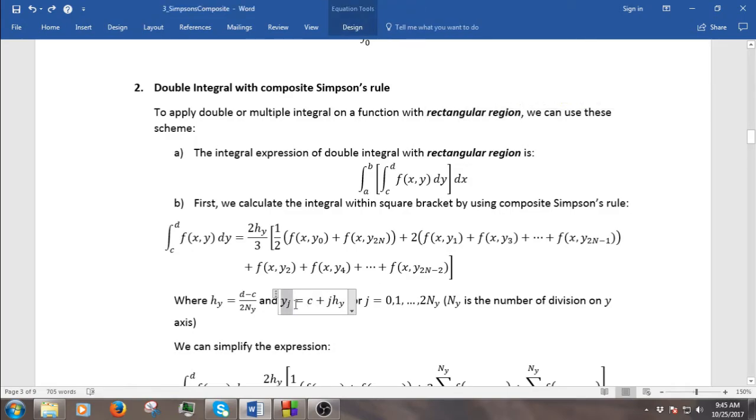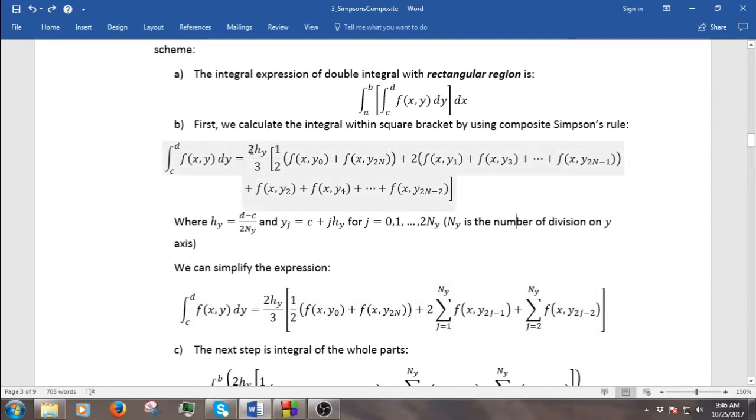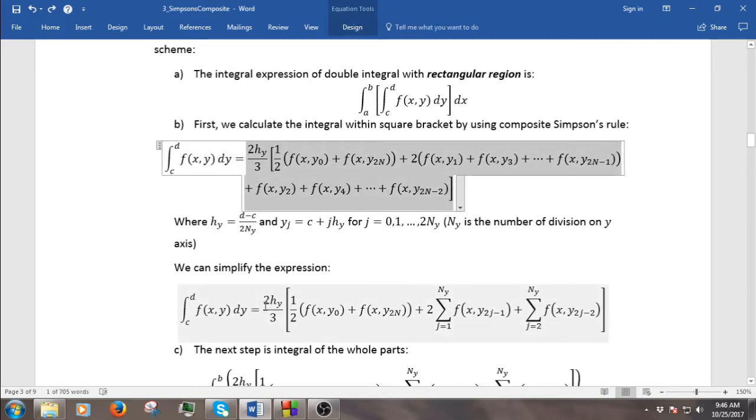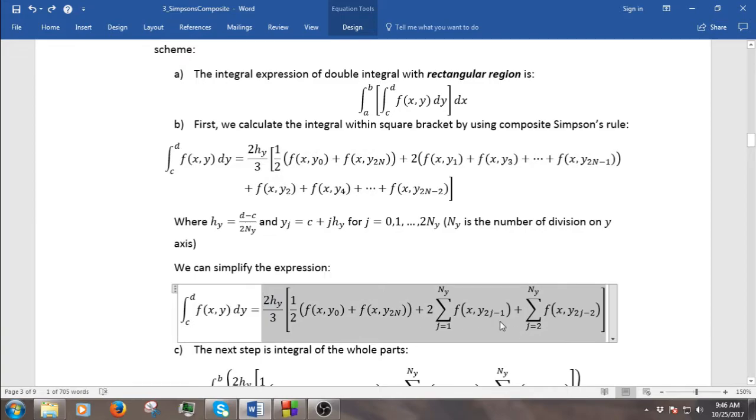And the y itself is c plus j multiplied with hy here. The j starts from 0 to 2 multiplied with ny. Ny is the number of divisions on the y-axis. So we simplify the formula. We simplify the expression here, so we get this.